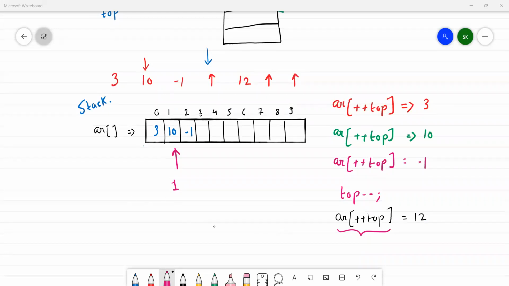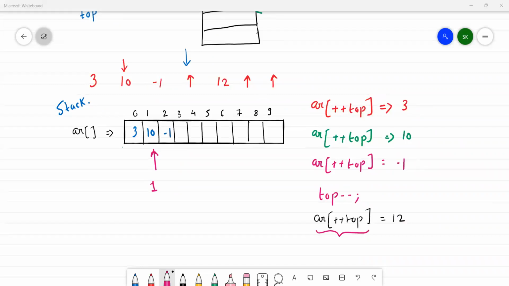Ma'am, I have a small doubt. If I am trying to check the index of that array after top minus minus, it will be 2, and before top minus minus, it will be 3. Why will it be 3? Because there are 3 elements before top minus minus. But when you did plus plus top, your top became 0, because initially it was at -1, right? Oh, sorry, I meant the size of the array.